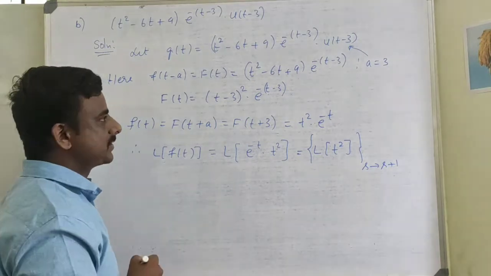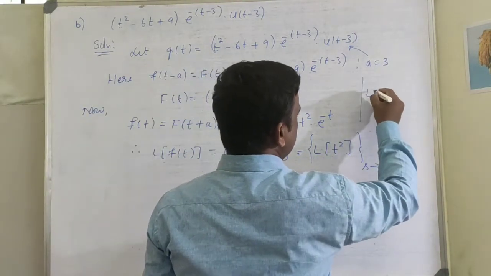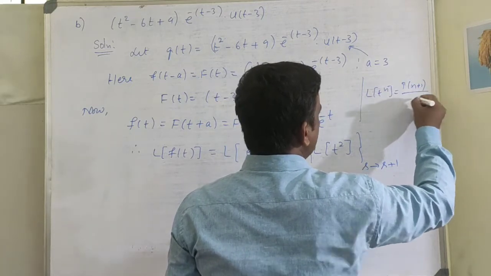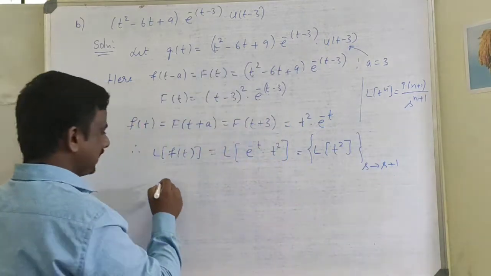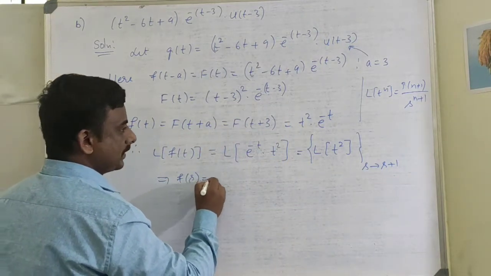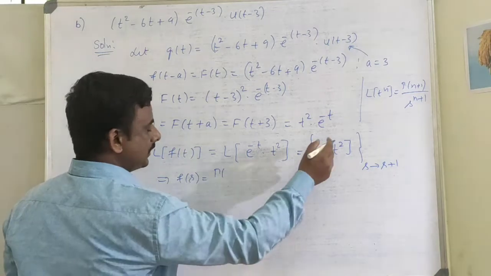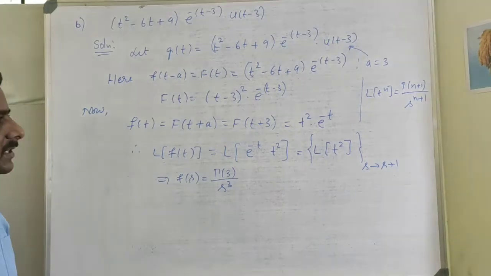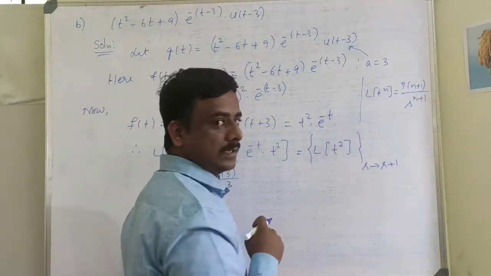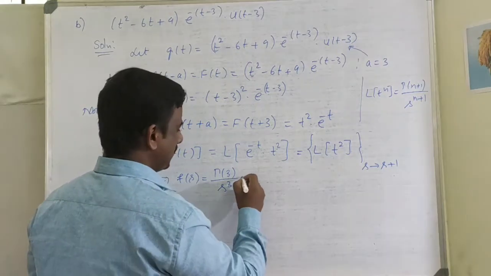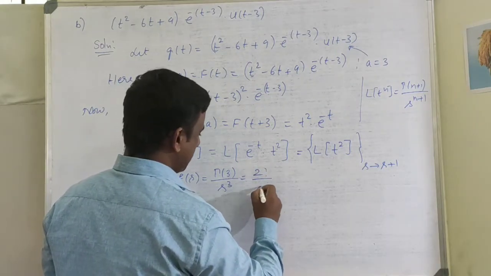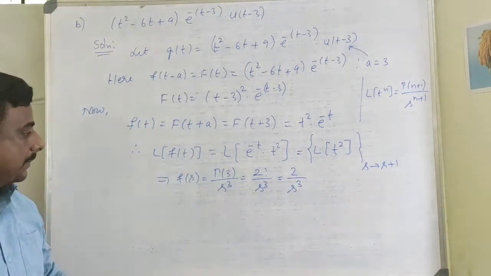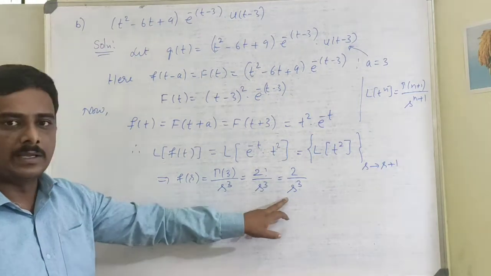Now Laplace transform of t square is what? Laplace transform of t power n is gamma of n plus 1 divided by s power n plus 1. So that implies f of s equal to gamma of 2 plus 1, gamma of 3 divided by s power 3. And when n is a positive integer, the value of gamma of n plus 1 is n factorial. So this will be 2 factorial divided by s cube or 2 by s cube. So Laplace transform of small f of t is 2 by s cube.